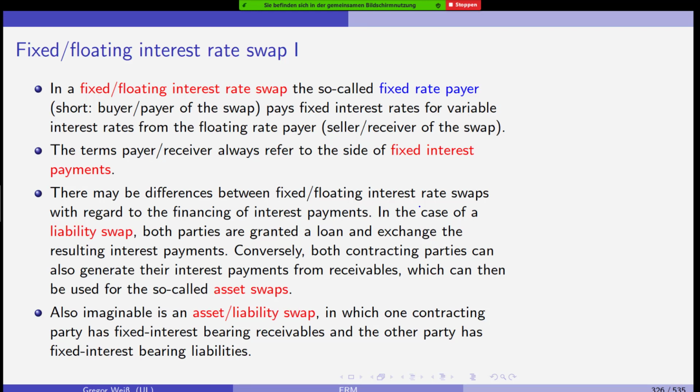For example, in the case of a liability swap, both parties are granted a loan and they exchange the resulting interest payments they have to make. Conversely, both contracting parties can also generate their interest payments from receivables. This is then called an asset swap. And if we have a mixture, one side generates the payment from an asset, the other one from a liability, we have a so-called asset liability swap.